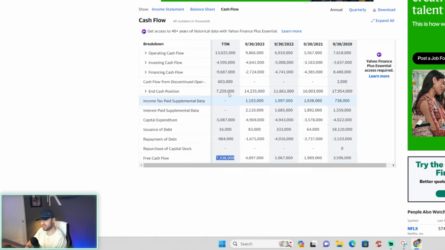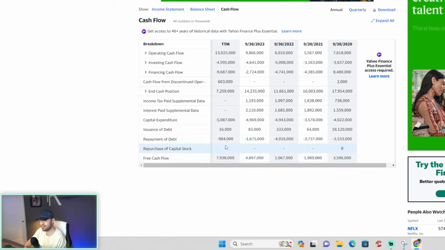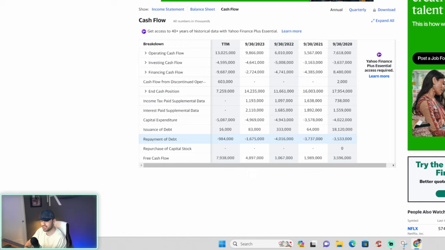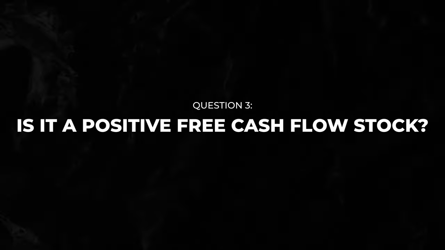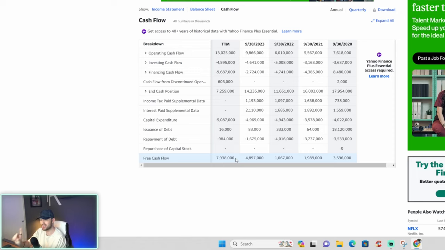My third question is very simple. I go to TTM. Is this number a positive number? Is it greater than zero? Does it have a negative in front of it or not? You can see this is what a negative number looks like. See that little negative sign right here? That's a negative. Now I'm paying attention to free cash flow. Answer me this. Is this a positive free cash flow stock? Yes, because the number is not negative. That's answer to number three.